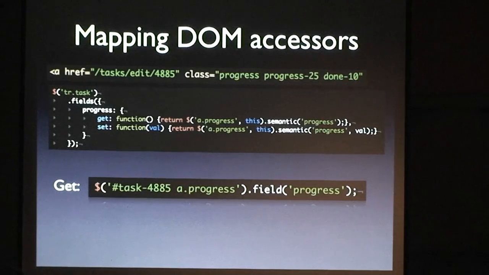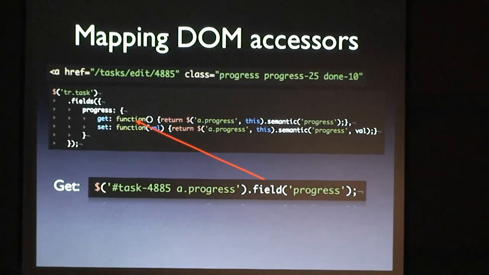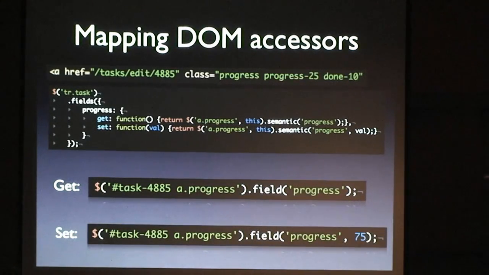So let's imagine we just find the task ID, and what this does is, once we found the task with ID 4885 and we call the field function, it goes back to what we defined up there, meaning the get function, and returns us the progress value of the task we're dealing with. Same goes for setting. We simply, the wrong selector again, we simply call the field function, we set the progress to 75, and in return it will go to this function up here and semantically encode the progress value into the DOM. So this is a quite comfortable way of getting data into the DOM and getting it back out of it.